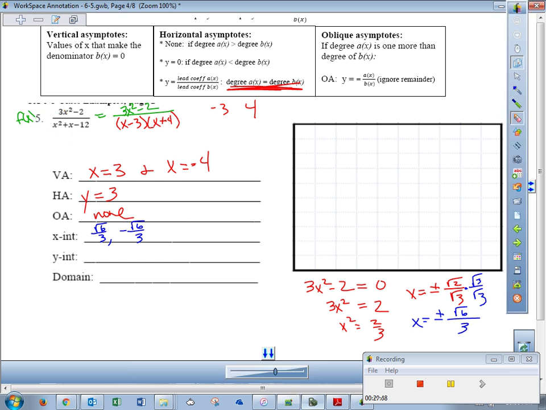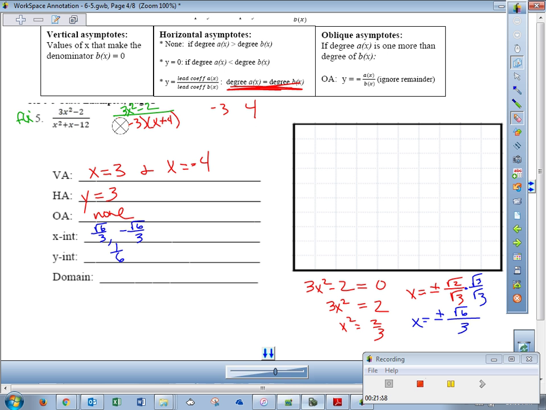Cool? So check this out. If x is 0, that means this is going to go away, because that would turn out to be 0. Right? That's going to go away. And that's going to go away. So you put 0 in for all of that stuff. Wouldn't you be left with negative 2 over negative 12, which reduces to 1/6? That's where your y intercept is. Because you let x equal 0, all the stuff with x's goes away, and you're left with constant over constant.